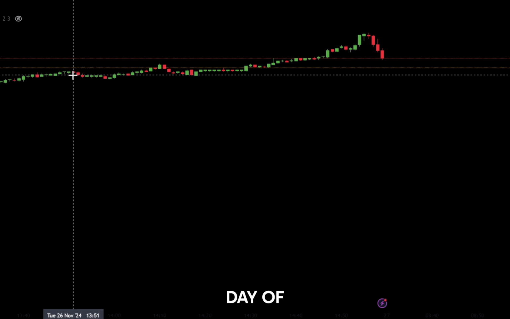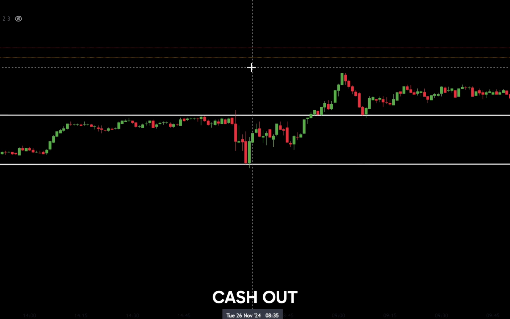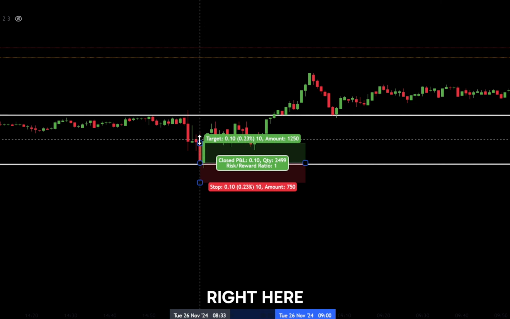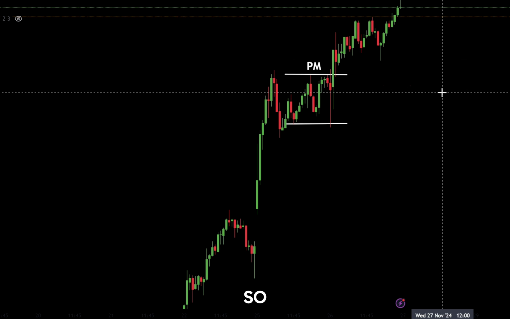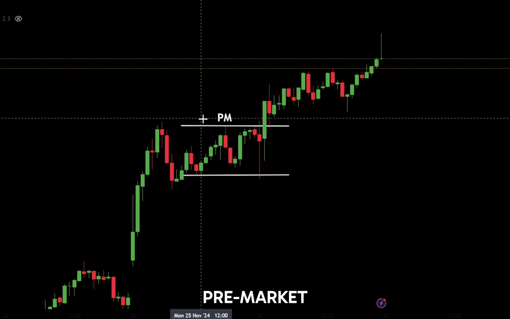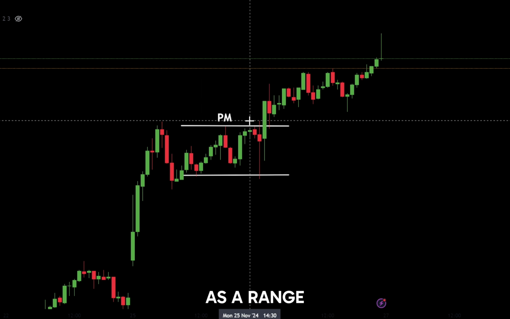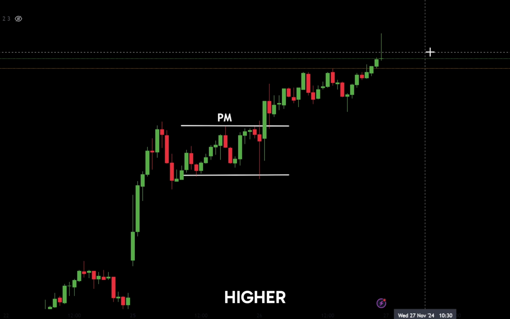And we could see this on some Verizon that happened yesterday. I almost did take this trade and cash out. We saw this sweep happen right here. Could have held. That's an instant 1 to 5 on this trade. So in options, we can do the same thing by utilizing the pre-market as a range and waiting for the sweep of that range before we get in, targeting higher prices.